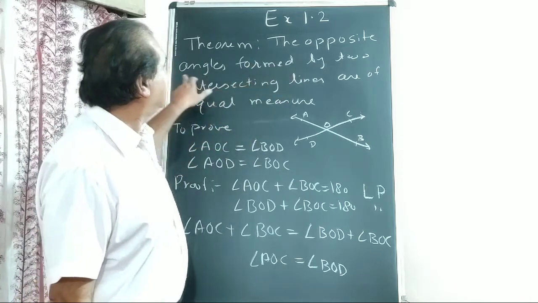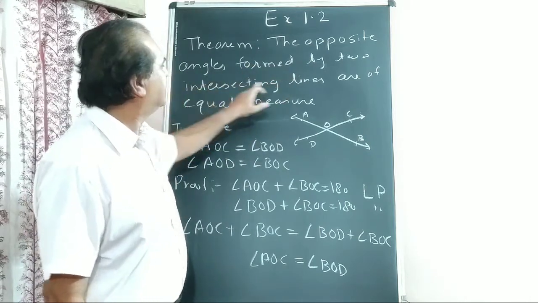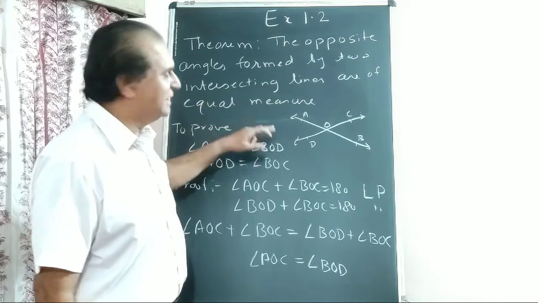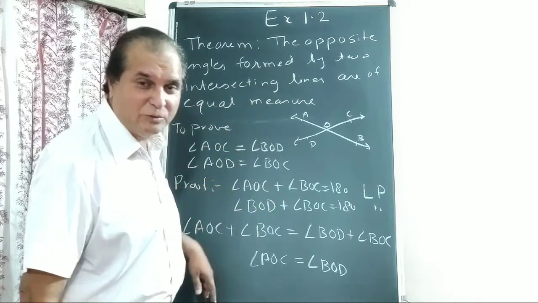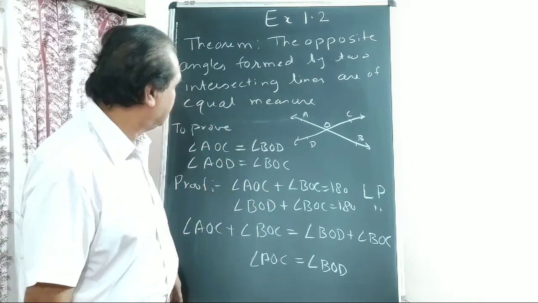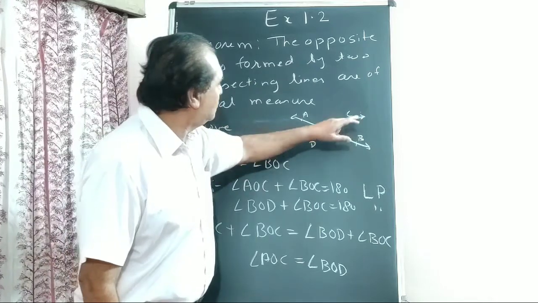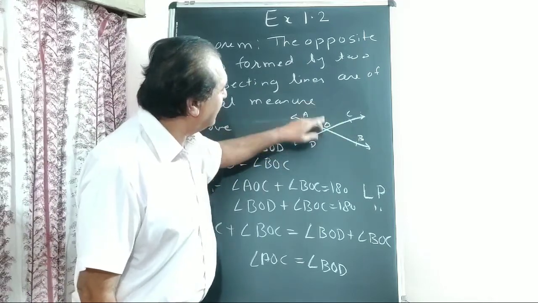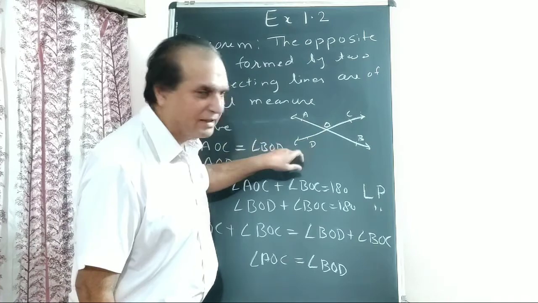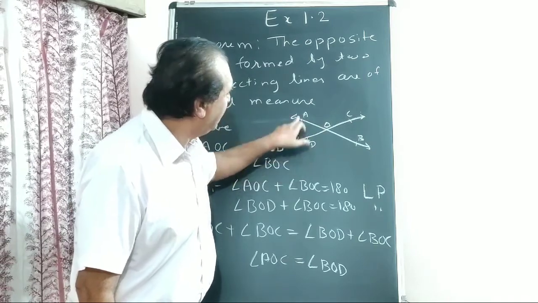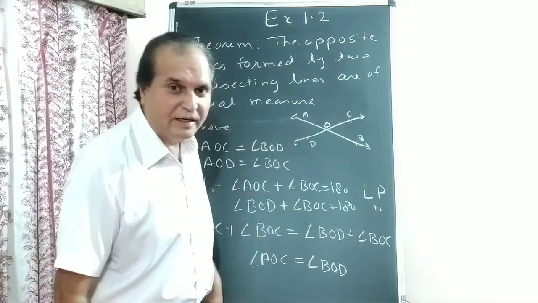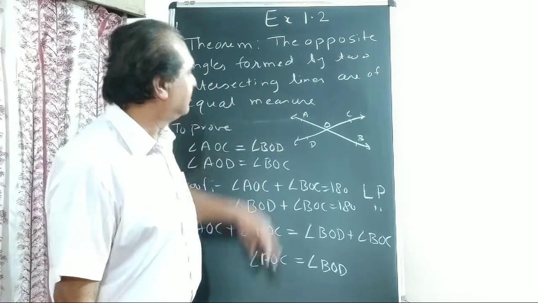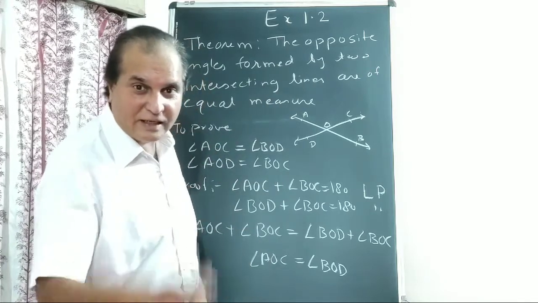The opposite angles formed by two intersecting lines are of equal measure. The proof you have to write from textbook. I am just explaining you. These are two intersecting lines, opposite angle. AOC and BOD are opposite angle. And even AOD and BOC are opposite angle. They are of equal measure. Vertically opposite angles are equal.